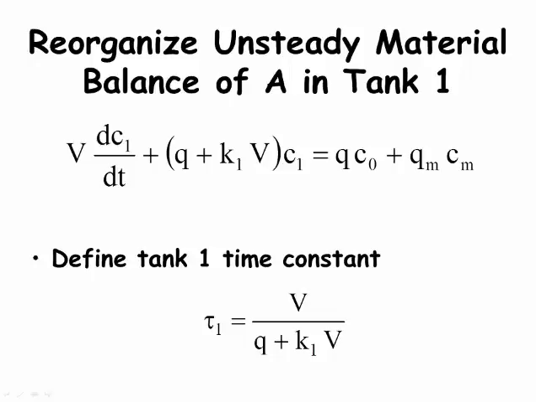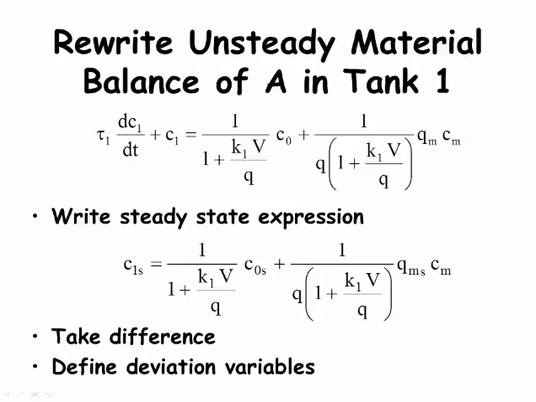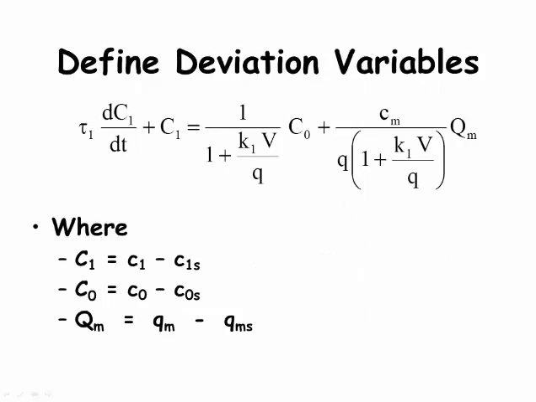Here is the time-dependent expression for tank 1 after we divide both sides by Q plus K1 times V so that we can use tau as we defined in the previous slide. The next few steps are to write the steady-state expression, take the difference, and define the deviation variables. Here is our time-dependent expression for reactant A material balance for tank 1 using our deviation variables.